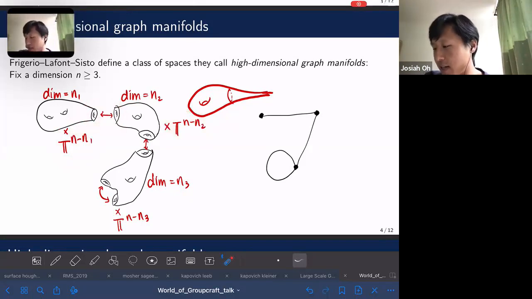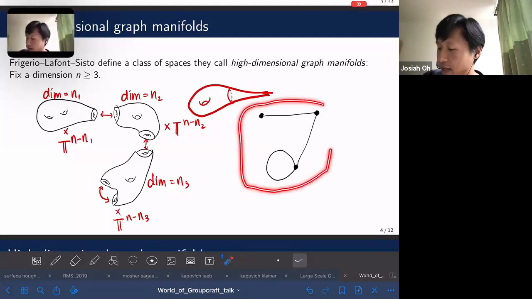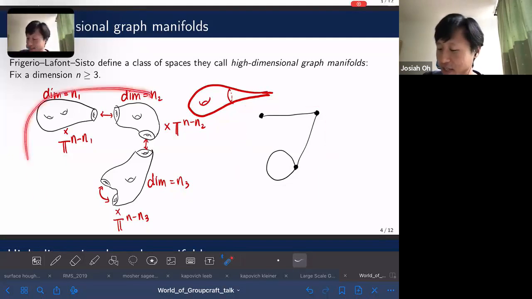A manifold is called a high-dimensional graph manifold if it admits a decomposition like this. Why is it called a graph manifold? Because the fundamental group of such a thing is going to be isomorphic to the fundamental group of a graph of groups. I won't define what that is, but as the name suggests, there's some underlying graph, and I hope you can see the parallel between this picture here and the picture here.